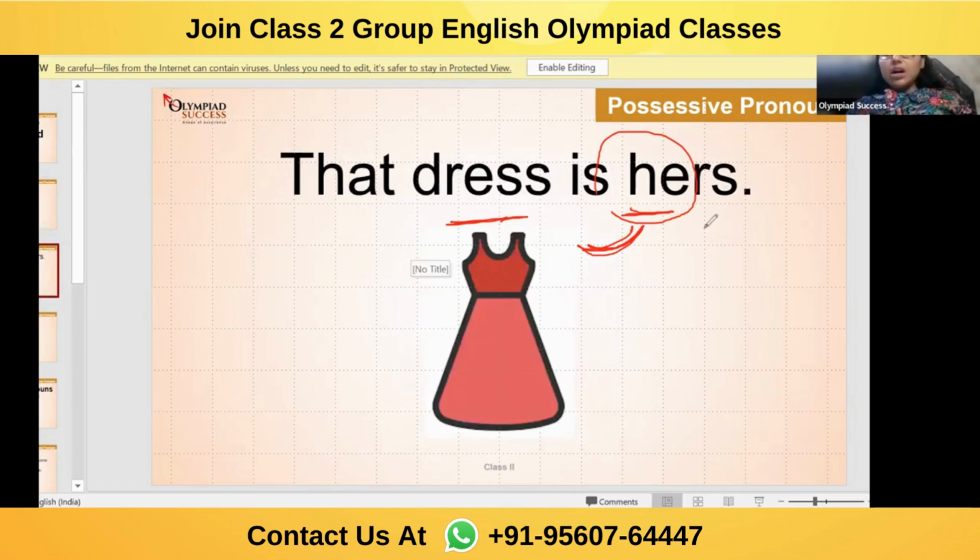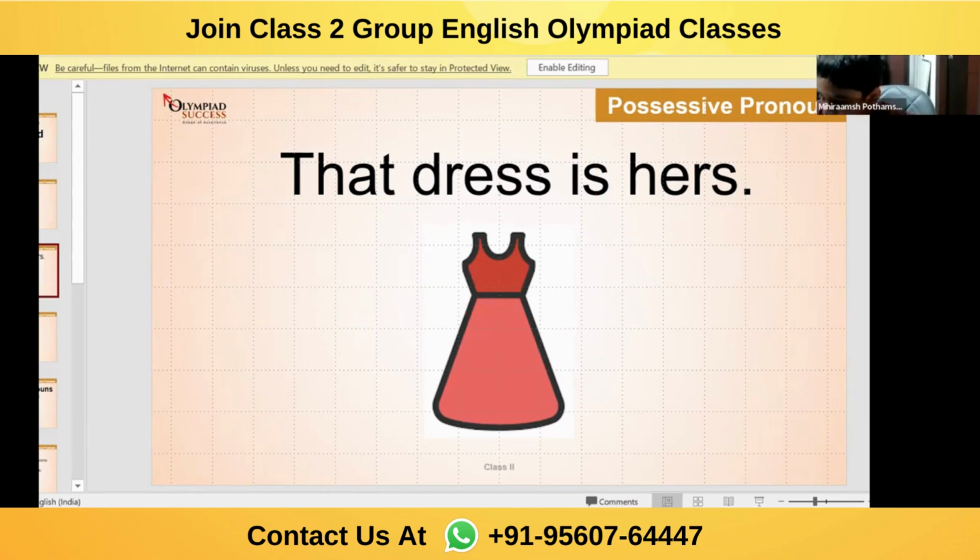The dress is hers. That "hers" is a possessive pronoun. There is a dress which belongs to a girl. I don't know the name of the girl, so we write hers. If we know the name, for example, Ria, we can say Ria's dress. But in case we don't know the name, we say the dress is hers.